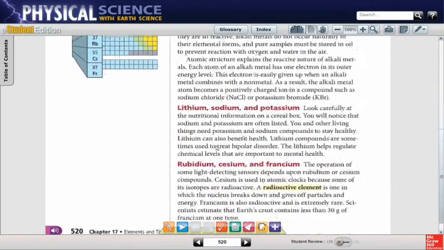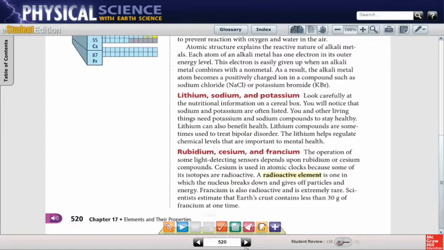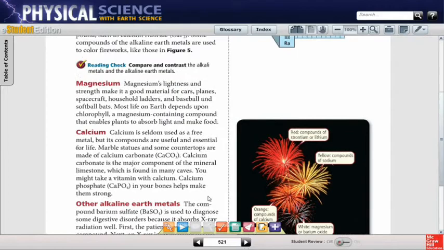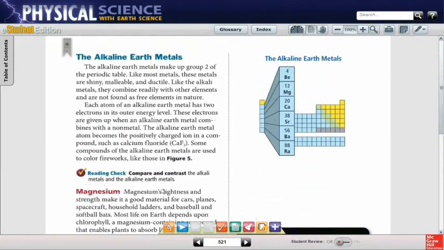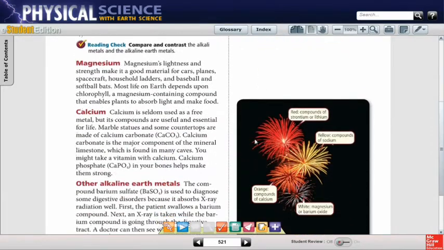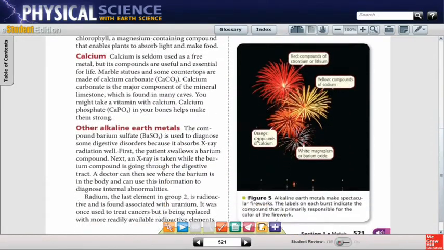Are there any other? All right, let's go to the next page and see if there's any other pictures we want to see. Move to the top. The alkaline earth metals. Okay, this picture tells us, oh, they're in the second group. That's good to know. And let's see. Oh, here's another picture. What does this tell us? It says in figure 5, alkaline earth metals make spectacular fireworks. So that's column 2. They make fireworks.